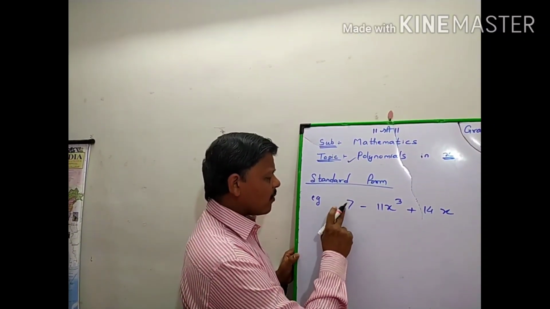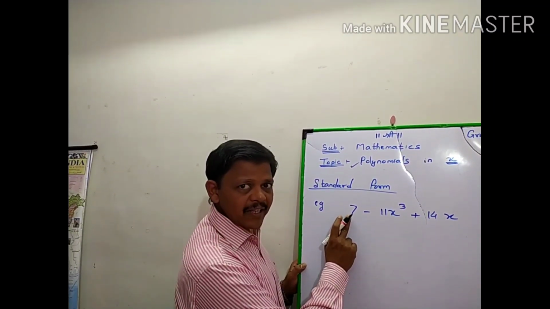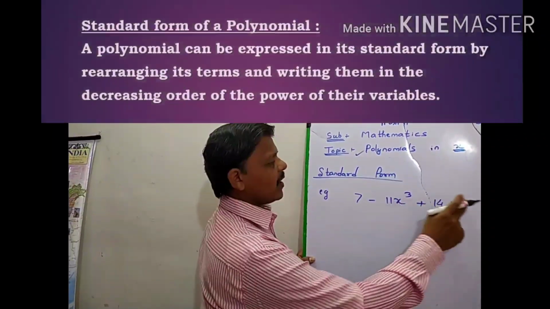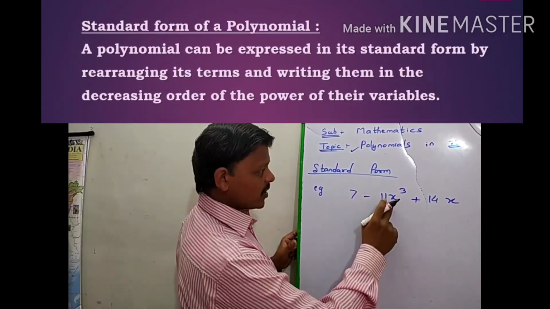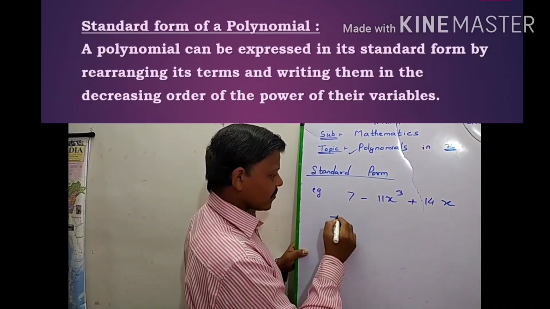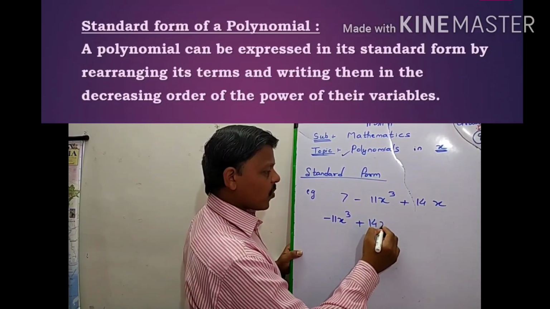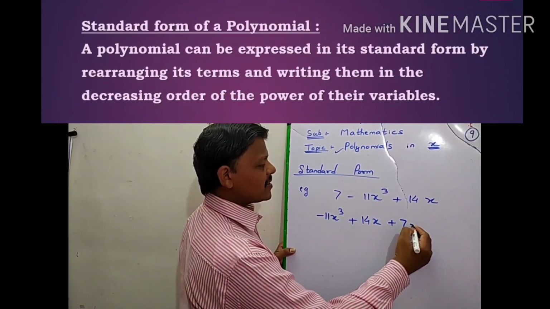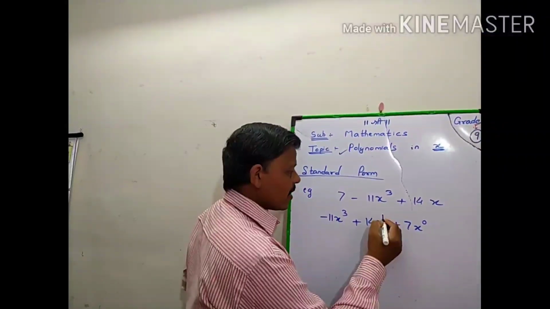But now when I want to arrange this, see, this is 7 means what? Actually 7 means what? 7 into x raised to 0. So 3, 1 and 0. So I will arrange it in the decreasing order. So first term will be this, along with its sign, minus 11x cube plus 14x. This is 7 means plus 7, and 7 means 7 into x raised to 0. But still, this is 3, 1 and 0.